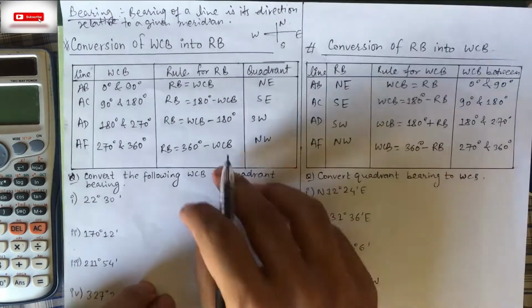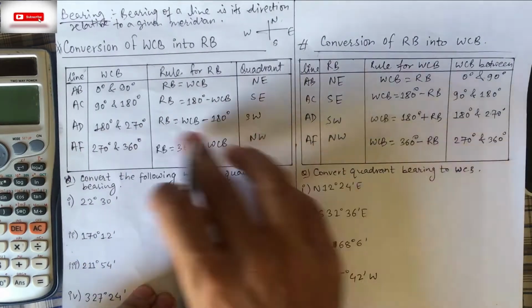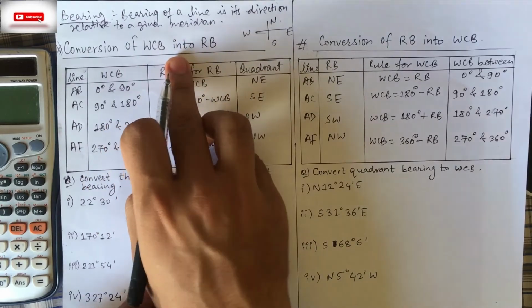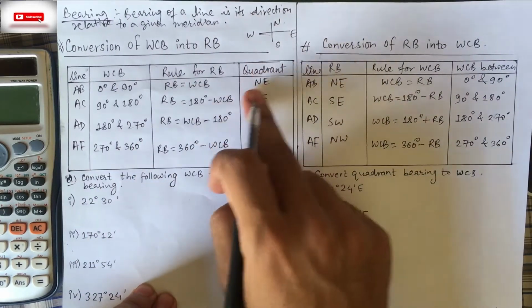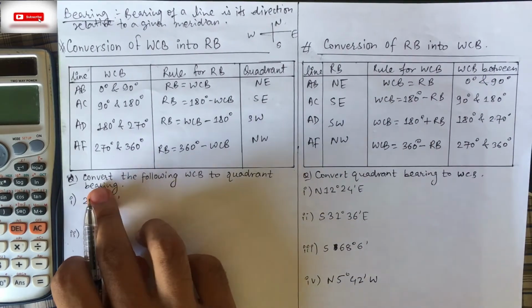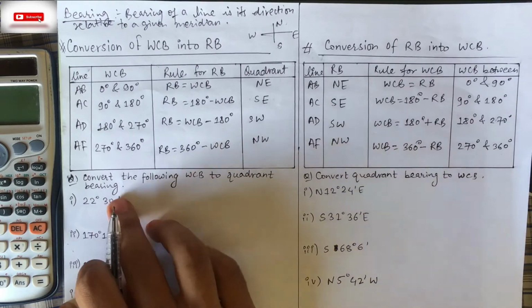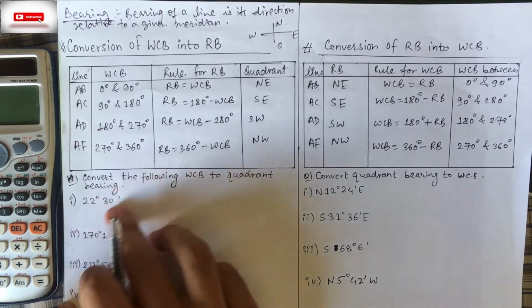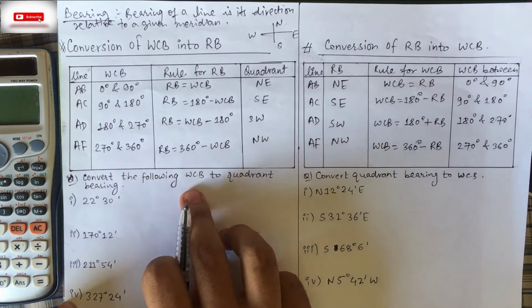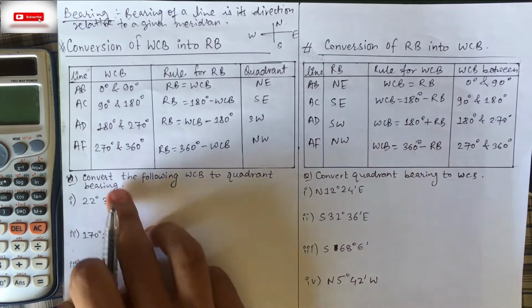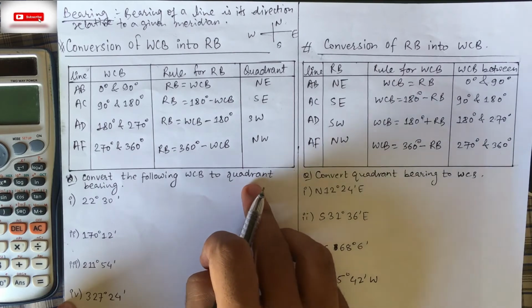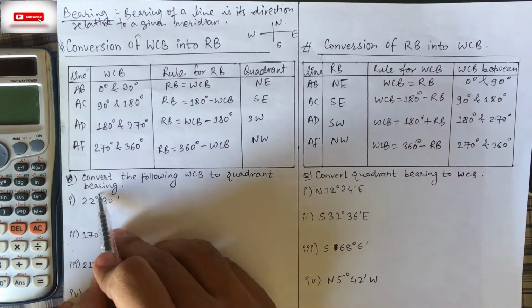Okay friends, now we have already written this one and this one also. This is for conversion of whole circle bearing into RB, and this is for conversion of RB into WCB. So the question will be like this: convert the following WCB to quadrant bearing. They will give the value like 22 degree 30 minutes. We have to convert whole circle bearing to quadrant bearing, that is RB. Okay, it's very easy.